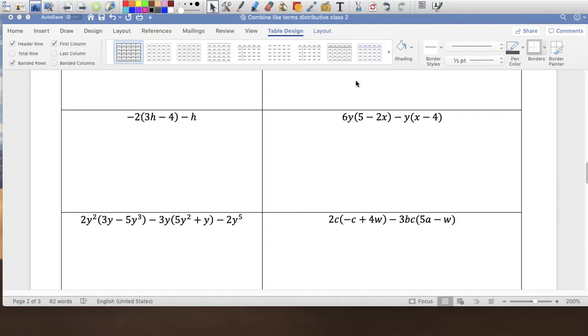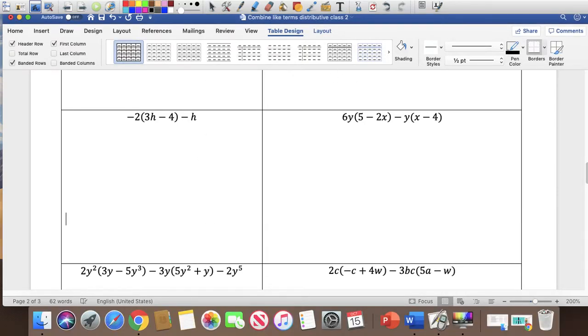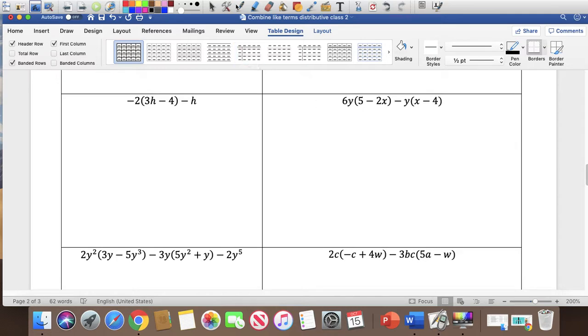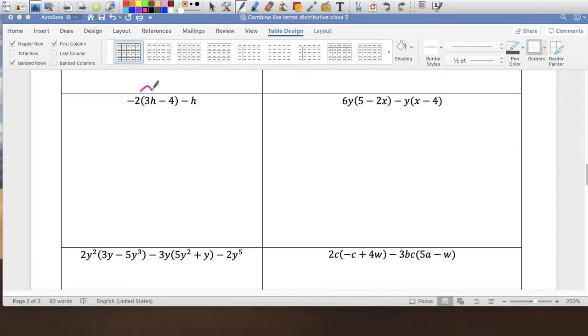Okay, now finally we got some distributive property to do. This one's pretty simple. This and this, so it's negative 6h. Then it's negative 2 times negative 4, so I want you to think of that as a negative, right? That's going to be positive 8 minus h. Combine like terms, it's this one with this one. So negative 6h minus h is going to give you negative 7h plus 8.